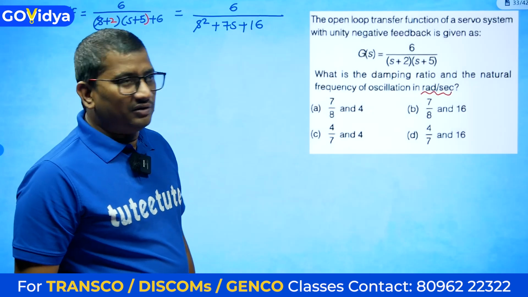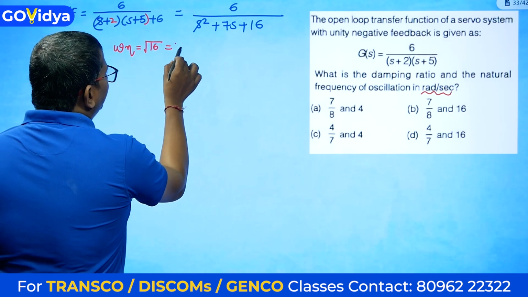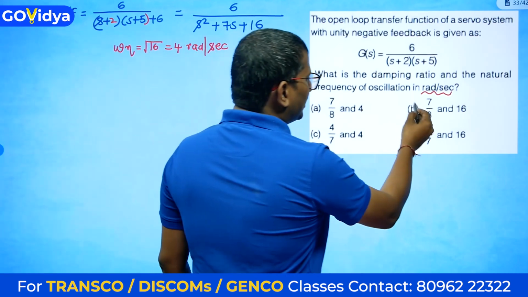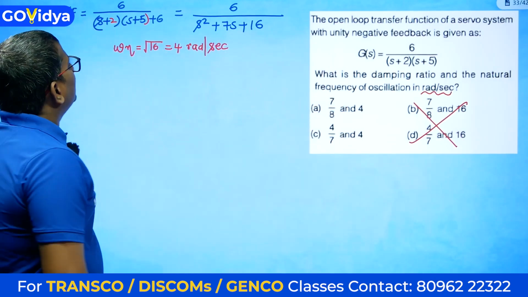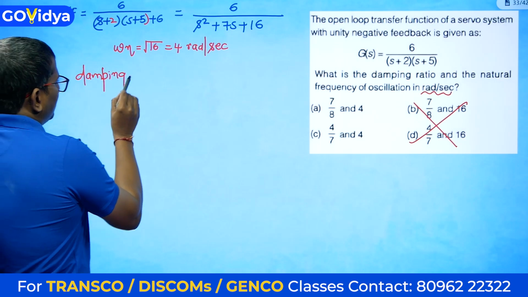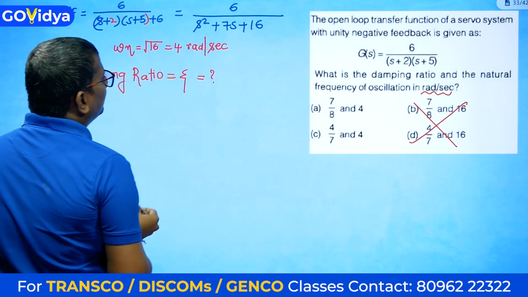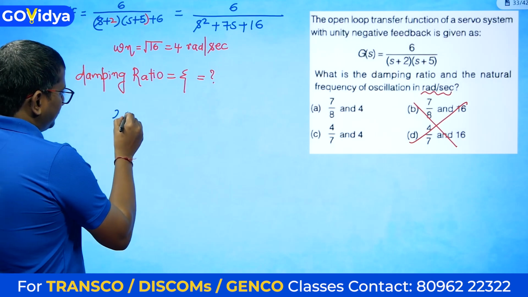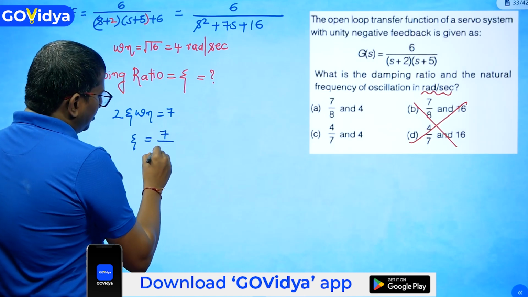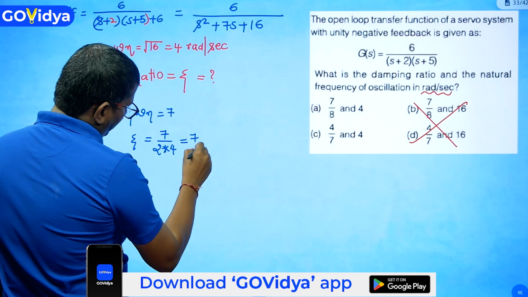From the characteristic equation we are going to find out the omega n. What is the omega n from this? Omega n is equal to root over 16, which is nothing but 4 radians per second. So out of 4 options we can straight away eliminate these two, because 4 is only available in this. Now what about the other thing they are asking? Damping ratio. What is the damping ratio, sir? Generally it is denoted with zeta, and how much is it? From the characteristic equation we know how to write. So 2 zeta omega n is equal to 7, then zeta is equal to 7 upon 2 into 4, which is nothing but 7 upon 8.